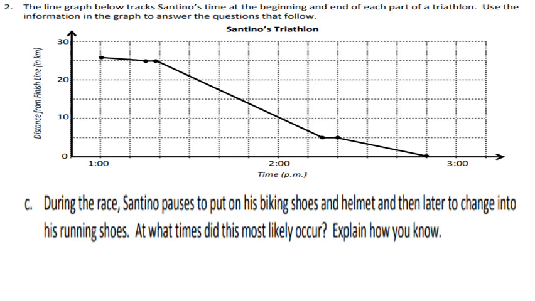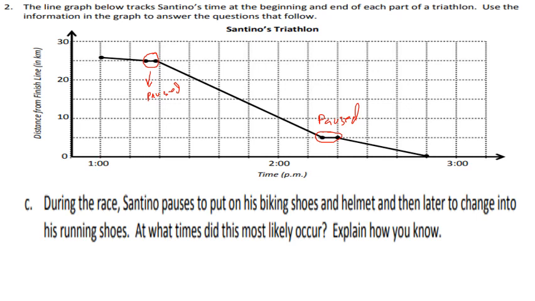Okay, next one says during the race, Santino pauses to put his bike shoes and helmet on, and then later to change his running shoes. At what times did this most likely occur? Well, we're saying that he paused. That means there should be no change during that time period. So we can see right here, there is no change in a time period. And right here, there is no change in a time period. Okay? So this is where he paused. And right here is where he paused.